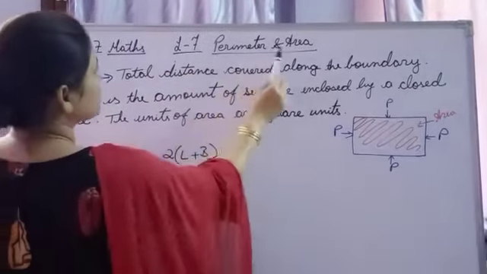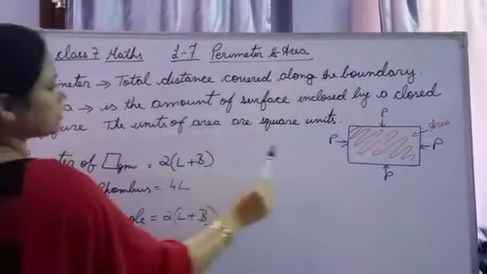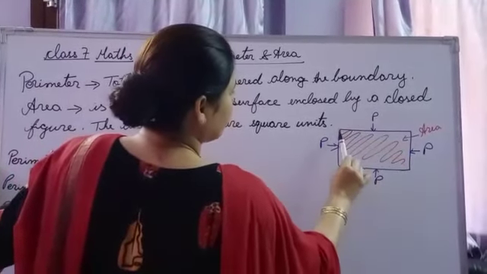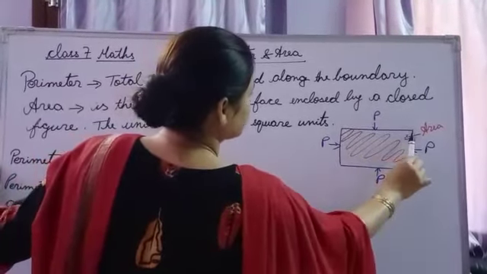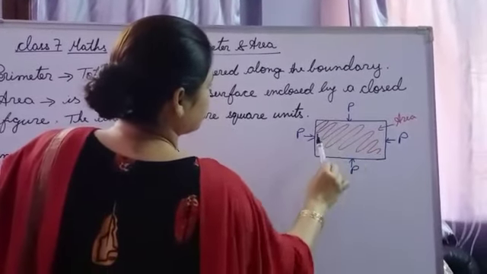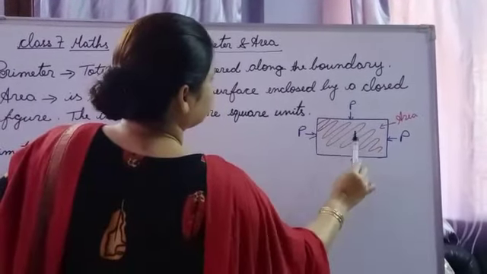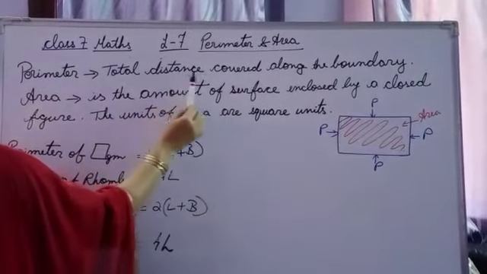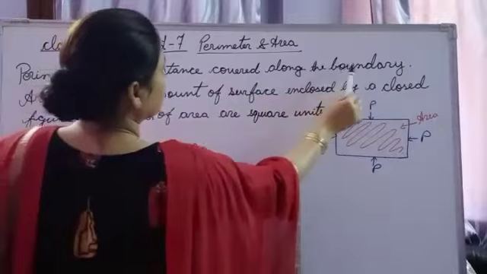Now, what is perimeter and area? Here I have one diagram, a rectangle. What is shown here is the blue line as the boundary and the red line in between. Now, what is perimeter? Total distance covered along the boundary.